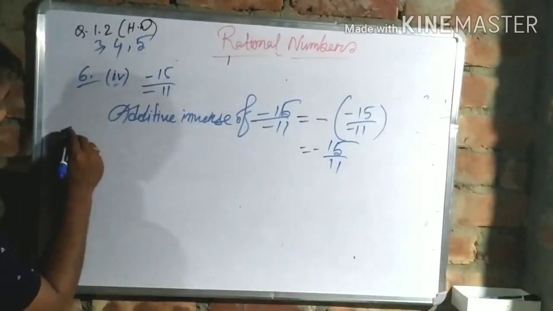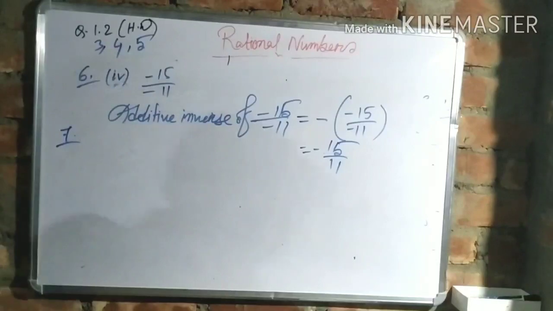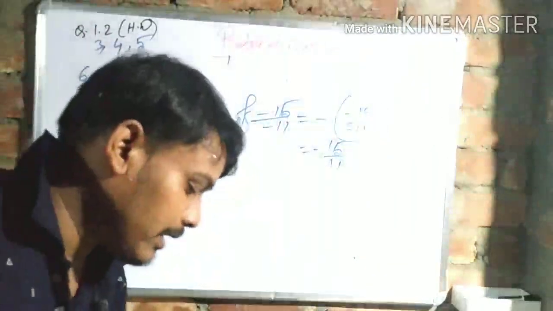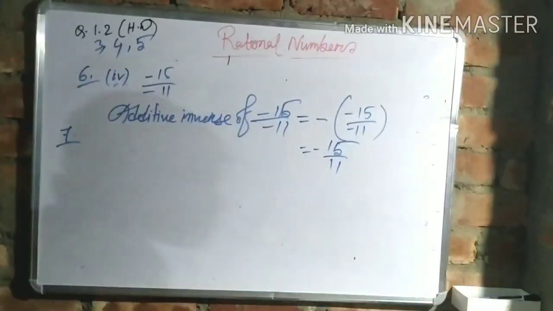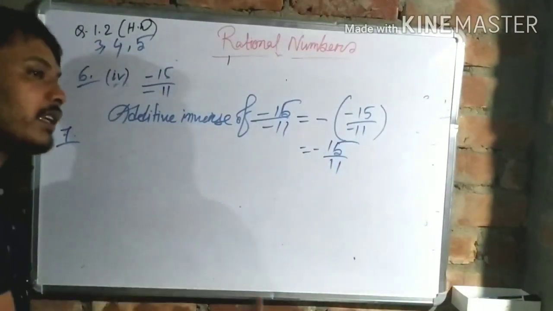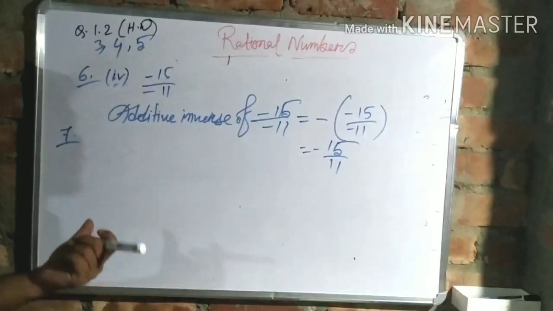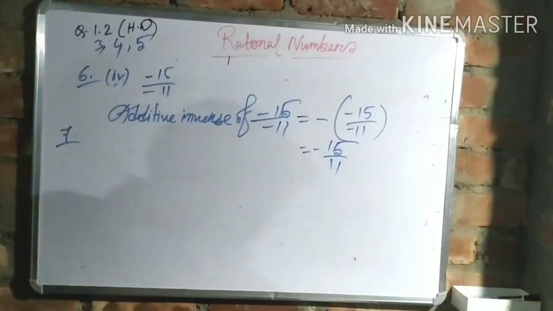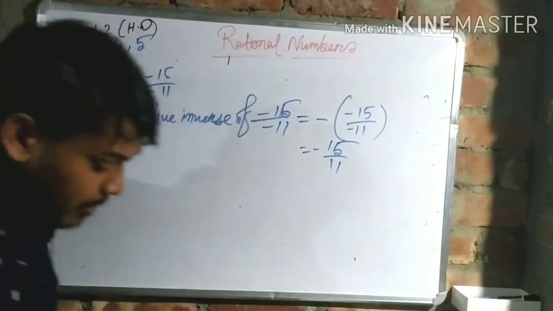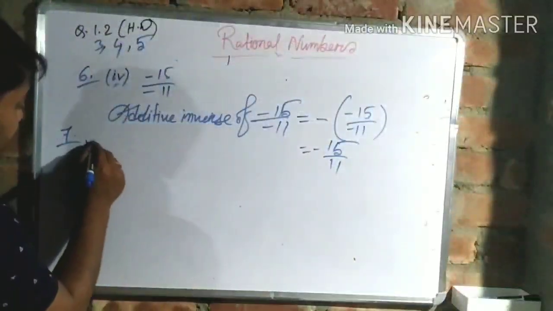Seven number question, arrange and simplify. It is also very easy. Arrange means if the denominators are the same, then there is no need to find the LCM, because if the denominators are the same, the LCM of the two numbers is one of the numbers. Okay.